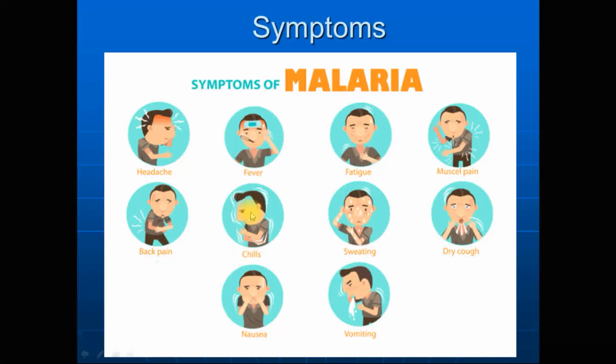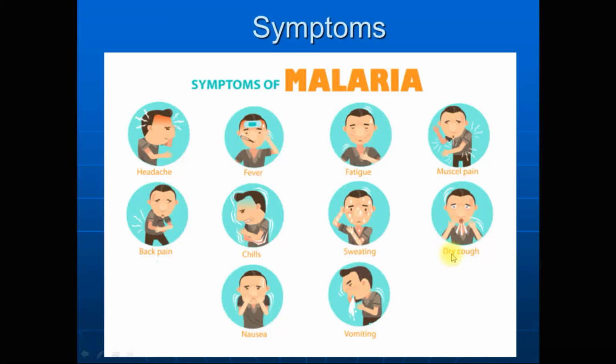High grade fever, either quartan or tertian fever. That depends on the duration of the endoerythrocytic cycle. So this will be characteristic on the basis of different types of species. Some species you will have fever every third day. Some species you will have fever every fourth day. So it depends on the endoerythrocytic cycle.